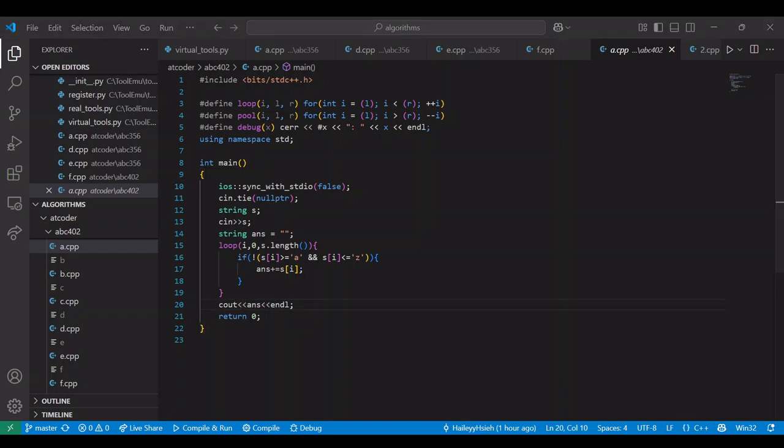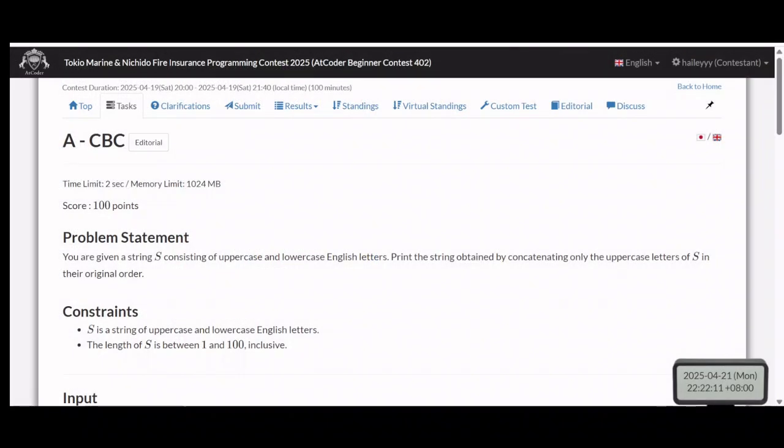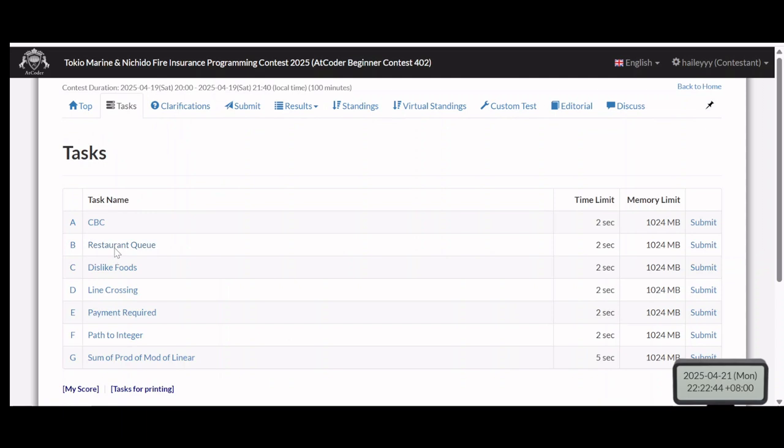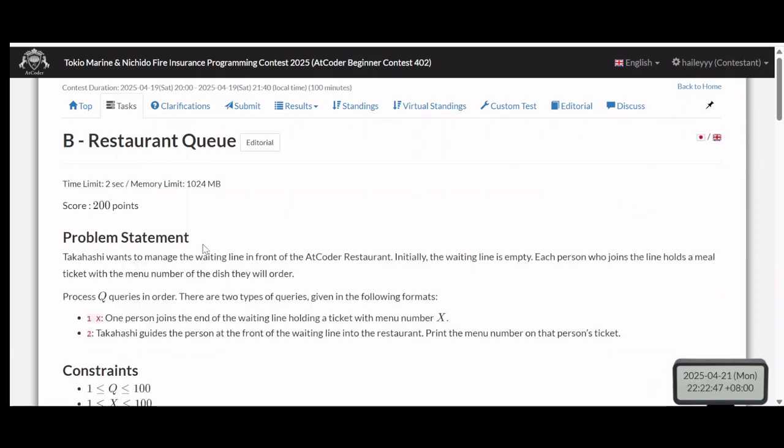And next, let's look at problem B. In problem B, we have a waiting line in front of the AtCoder restaurant. Initially the waiting line is empty, and each person would join the line and would have a meal ticket that has a number on the dish.